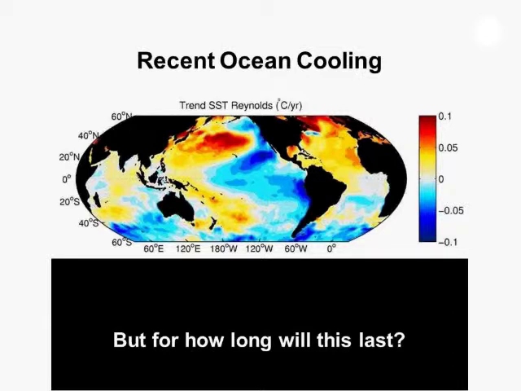Another image showing recent ocean cooling over in the Northeast Pacific over the past, I think this is 30 years. So you can see cooling here along, again, the West Coast, even some up into the Gulf of Alaska and in the Central Pacific. There's really a question, though, how long is this going to last?